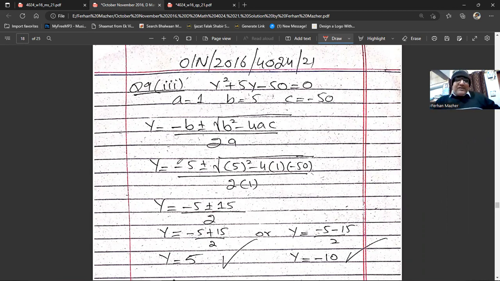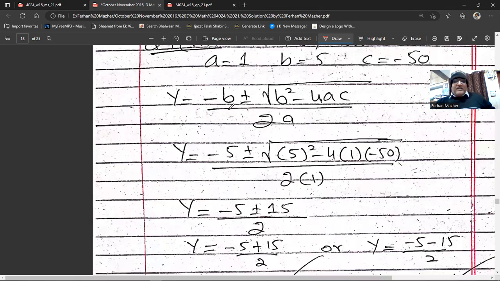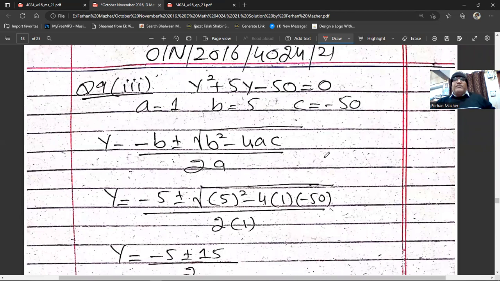So you will have minus 5 plus minus under root 5 square minus 4 into 1 into minus 50, the whole thing divided by 2 into 1. So it will be minus 5 plus minus... In your calculator, my dear students, simply enter 5 square minus 4 multiply 1 multiply with the bracket minus 50, equals to, take the square root of that thing, and you will get 15.